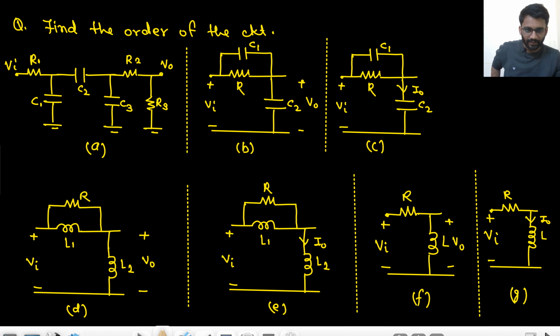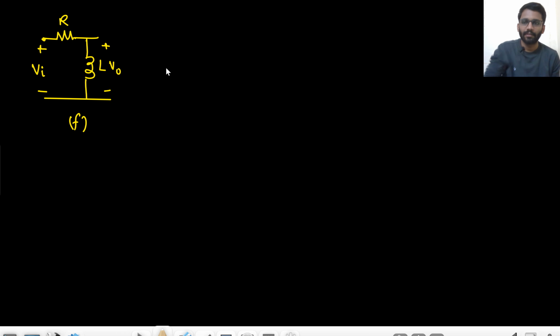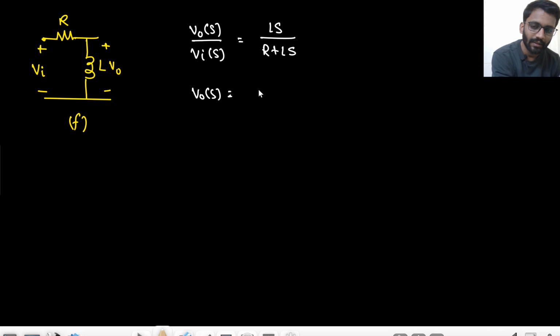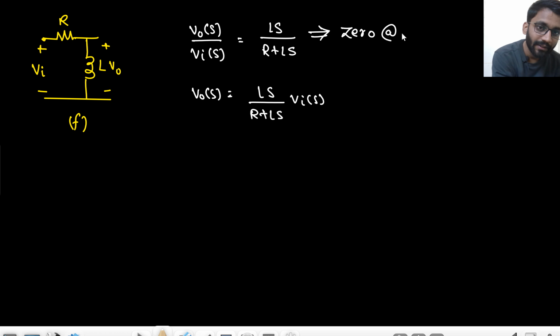Now let's take another example. It will be more clear to you. This is a very simple circuit, a simple RL circuit. So what is V naught S by V in S for this? We will calculate for voltage and for current as well. You can already see that there is only one effective element, so this would be a first order circuit, right? So what will be your V naught S by V in S? That would be LS upon R plus LS. So V naught S would be LS upon R plus LS into V in S. You are having a zero at omega equals 0.